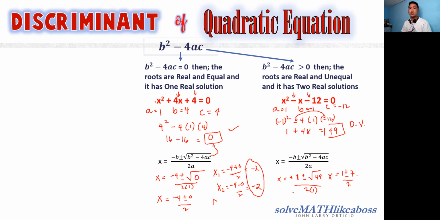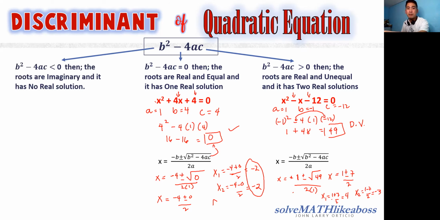all over 2. So, kung kukunin natin ang x sub 1, so x sub 1 is 1 plus 7 over 2, so that's going to be 4. And x sub 2 is 1 minus 7 over 2, so that's going to be negative 3. So, as you can see, 4 and negative 3 are two different numbers or two different integers, so they are real. They are not equal or unequal, and meaning it has two real solutions. Ganun lang. Next.